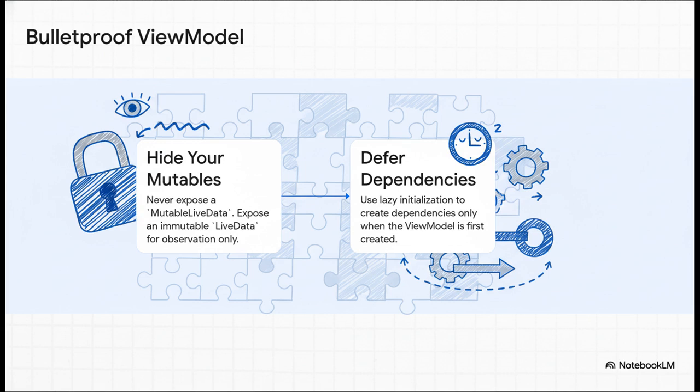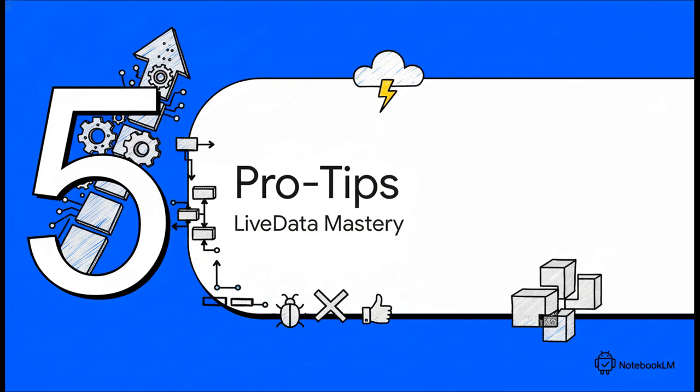Second, defer your dependencies. Your ViewModel factory might get created more than once, so you never want to create heavy objects like a database connection in its constructor. Instead, use lazy initialization. This makes sure those expensive objects are only created once, the very first time that ViewModel is actually needed.